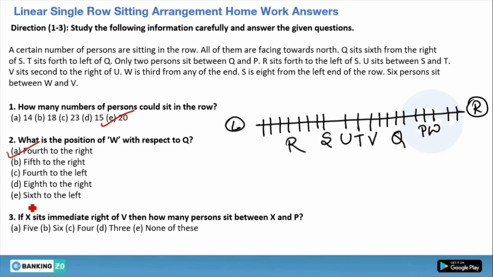Fourth to the right. Now question number 3. If X sits immediate right of V, okay, V is here, on the immediate right is X, then how many persons sit between X and P? Okay, so count 1, 2, 3, 4. 4 persons. Option number C is correct.